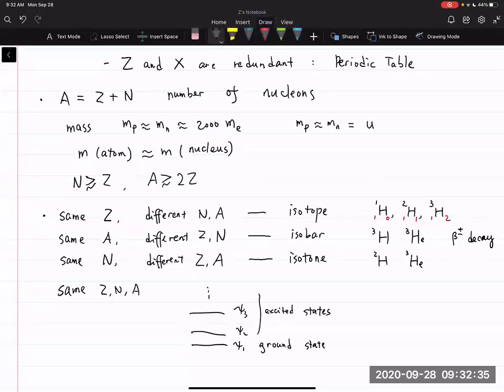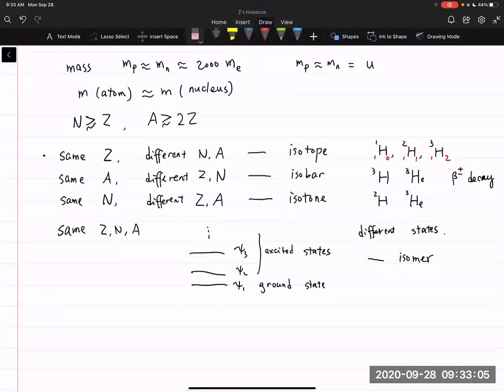So for different nuclei, if they have the same Z and A, they can still be in different quantum states. In this case, we call them isomers. Let me give one example.